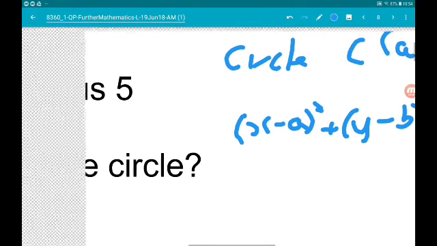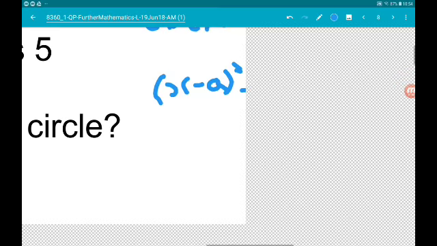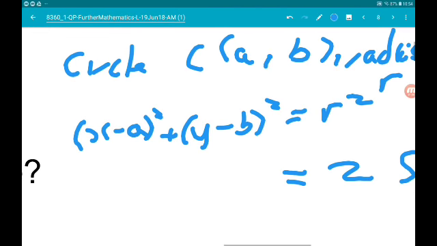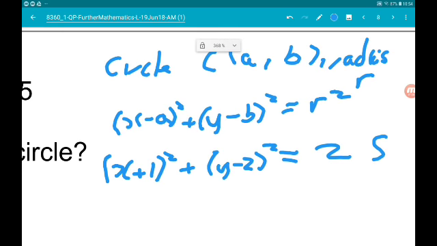Now our x coordinate of the centre is minus 1. So the signs inside the brackets and coordinates are opposite. So if our x coordinate is minus 1, we're going to have x plus 1 squared, and then the y coordinate is 2, so we're going to have y minus 2 squared. So that's the guy we're looking for.